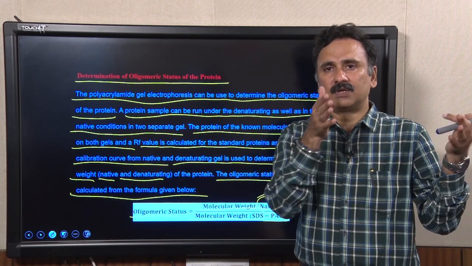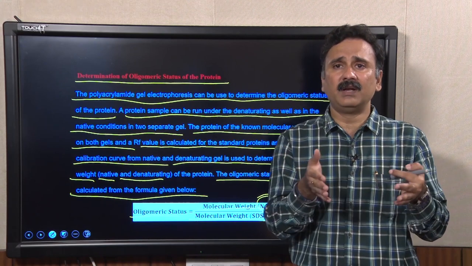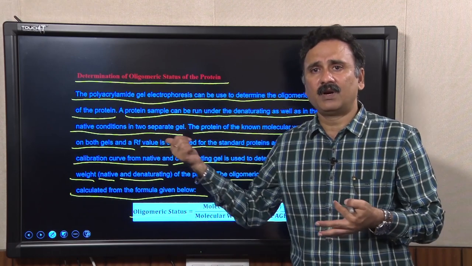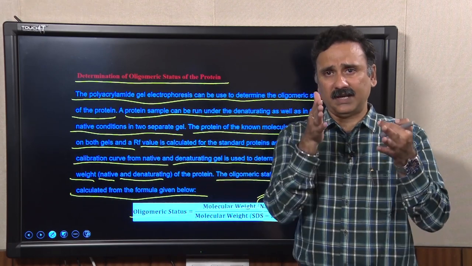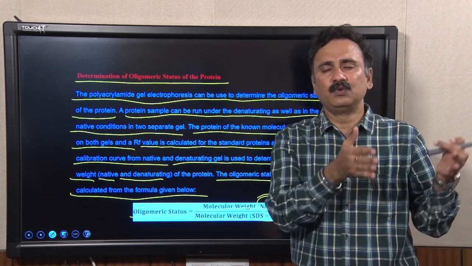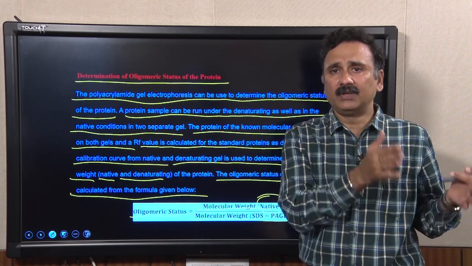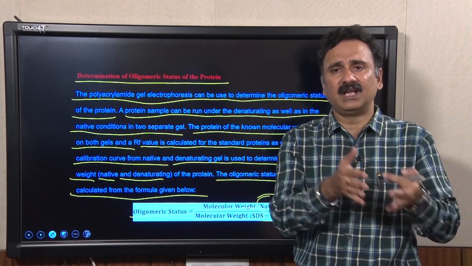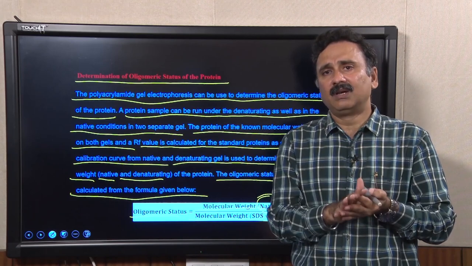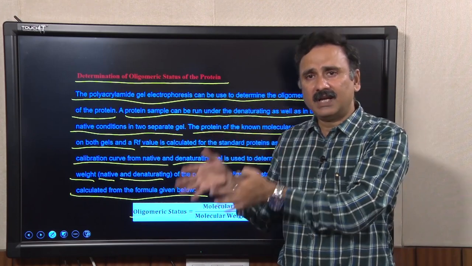Now you have to run the markers as well. Marker proteins are also very different when you run them for the native PAGE versus the SDS-PAGE. The marker protein I have shown you just now is only for the SDS-PAGE. Then you do exactly the same: calculate the Rf values of the standard proteins, draw the calibration of the standard proteins in both conditions, the native PAGE as well as the SDS-PAGE, and then determine the molecular weight of this particular protein under the native condition as well as the denaturing condition.